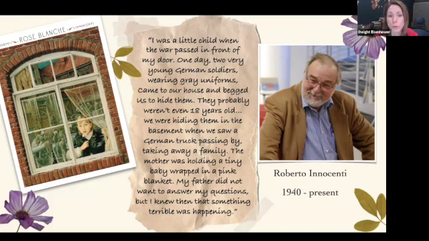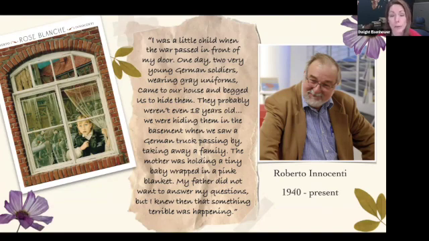I was a little child when the war passed in front of my door. One day, two very young German soldiers wearing gray uniforms came to our house and begged us to hide them. They probably weren't even 18 years old. We were hiding them in the basement when we saw a German truck passing by, taking away a family. The mother was holding a tiny baby wrapped in a pink blanket. My father did not want to answer my questions, but I knew then that something terrible was happening. Innocenti related part of his experiences in this book, Rose Blanche.